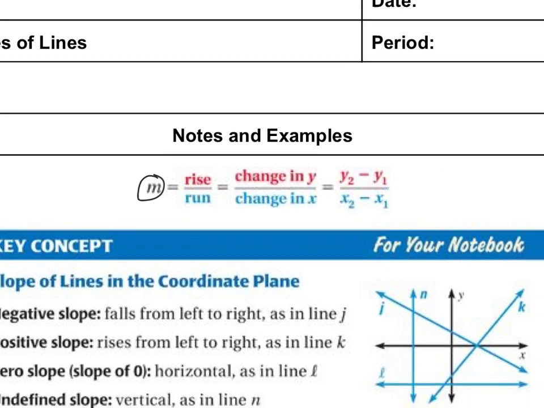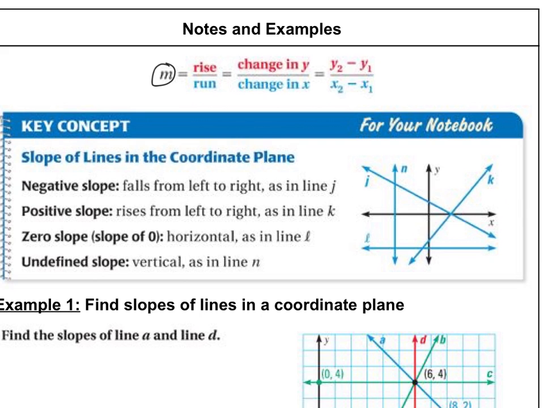Okay, so nothing to really put in your notes here, but just to talk about positive, negative, undefined, and zero slopes. A negative slope, everything we do, we read left to right. So when we read left to right on a line, if it looks like it's going downhill, that's going to be our negative slope. If we look left to right and it looks like it's going uphill, that's going to be a positive slope. Going up the hill is positive, going down the hill is negative.